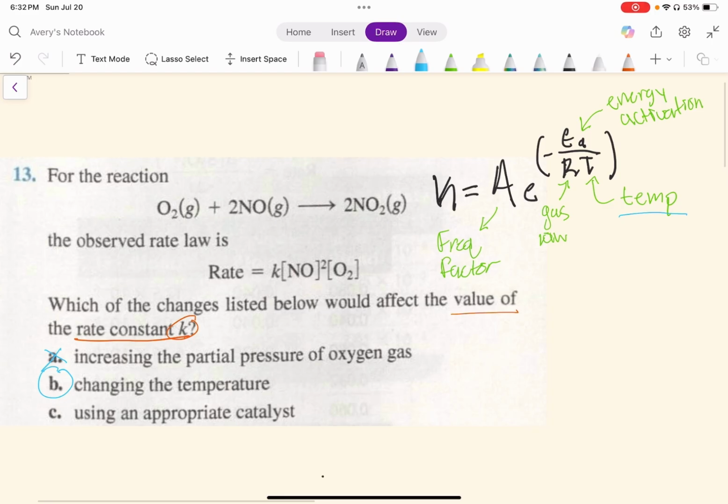Now for C, using an appropriate catalyst. To really make sure we understand this one, we need to know what a catalyst does to a reaction. A catalyst lowers the activation energy of a reaction. Since activation energy is definitely one of our components in the equation, by lowering the activation energy, we are changing the value of K. So C is also one of the correct answer choices.